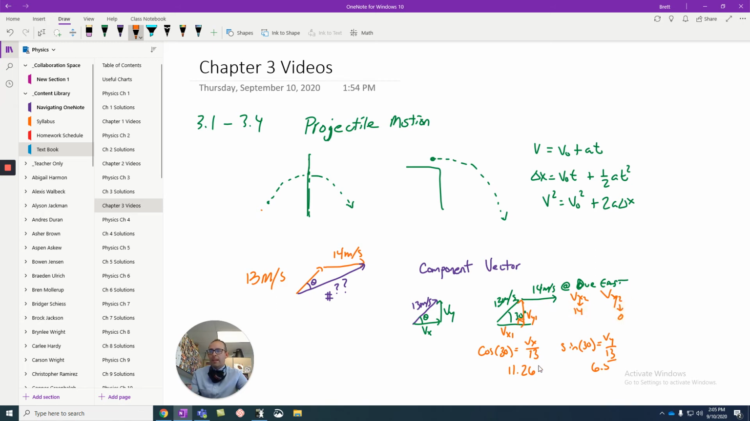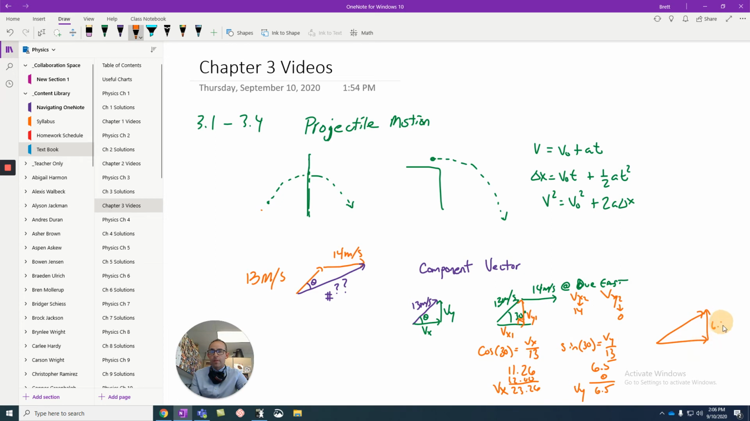I'm going to add my x's together. So I'm going to add the 12 to the 11.26 to get 23.26. And I don't add anything to the 6.5, so it stays at 6.5. Now, if I want to combine those, I've got my Vx total and my Vy over here, I'm going to recombine them by Pythagorean theorem to figure out my resultant vector.